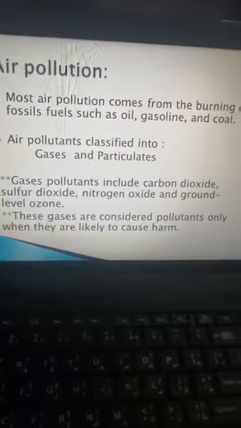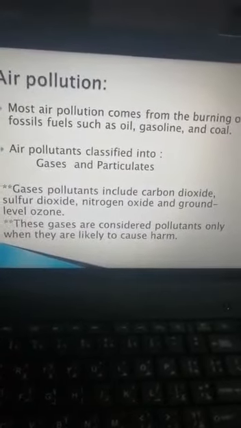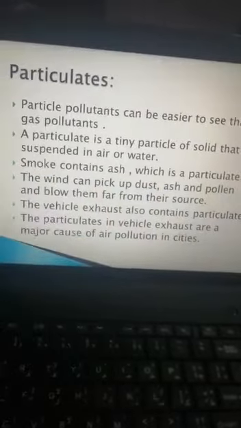Okay, so again, we said that gases are considered pollutants only when they cause harm. For example, ozone is important in the stratosphere, but at ground level it is harmful to breathe it. Okay? Carbon dioxide, sulfur dioxide, nitrogen dioxide are released from burning fossil fuels, and they are a major source of air pollution.